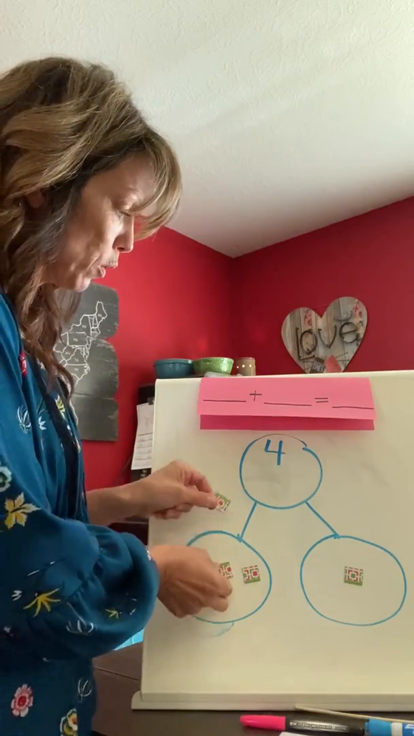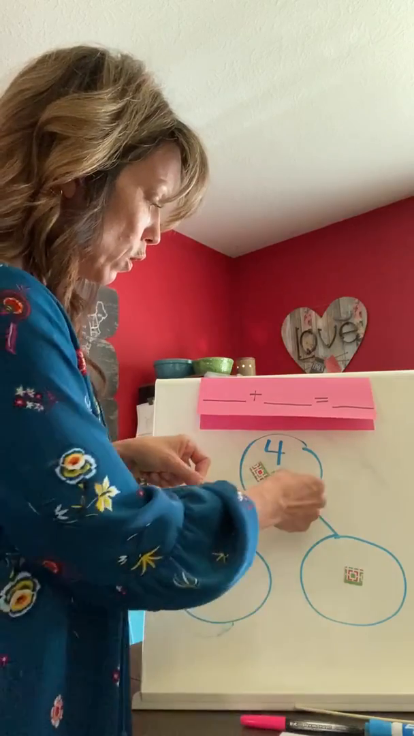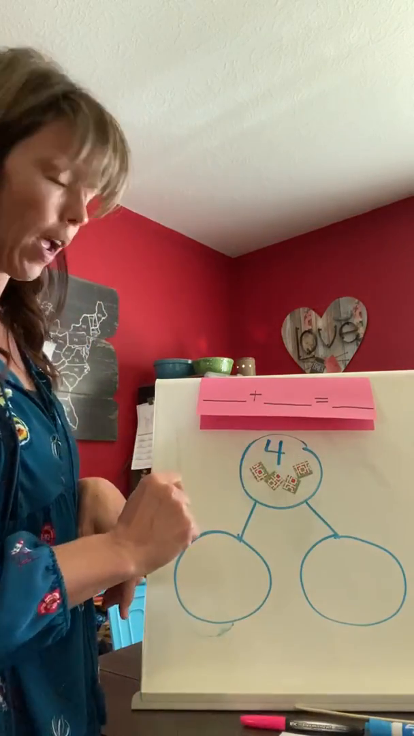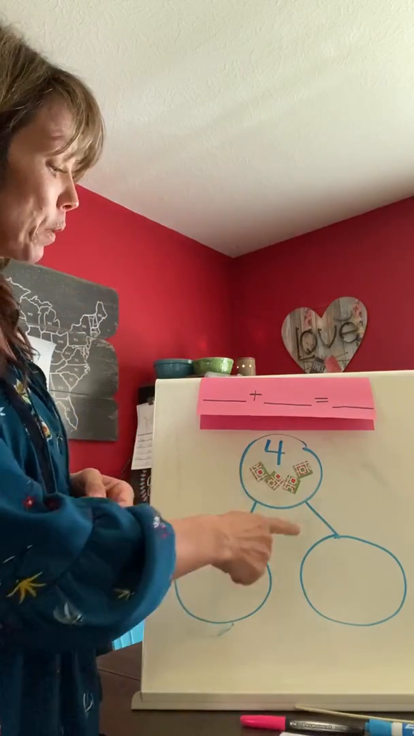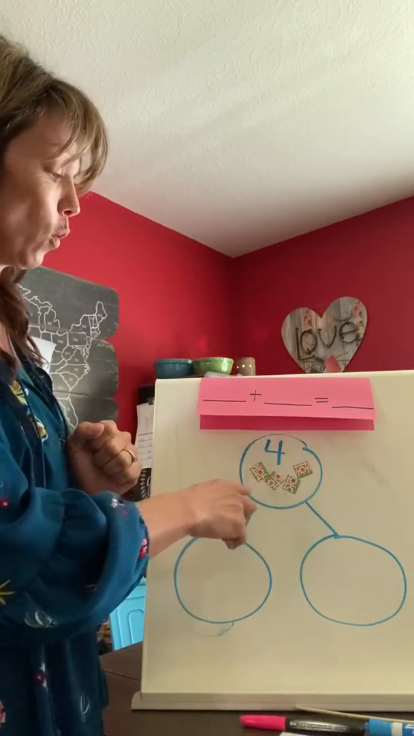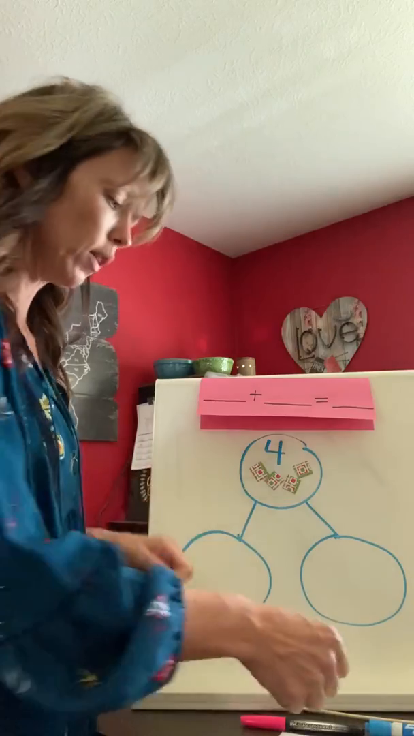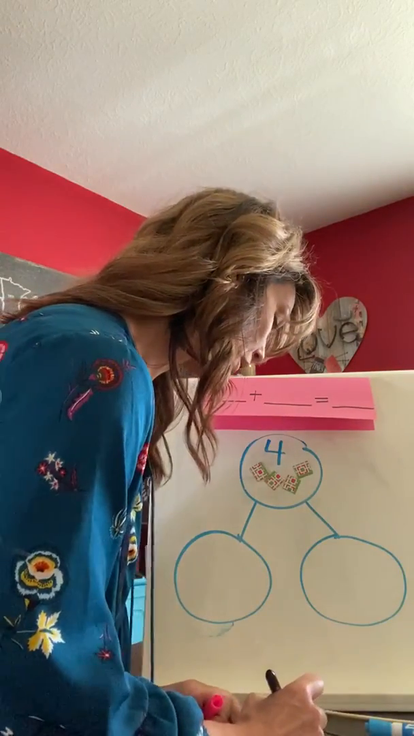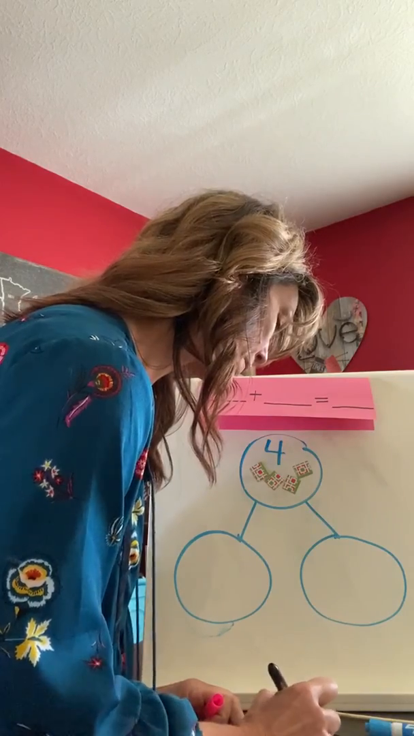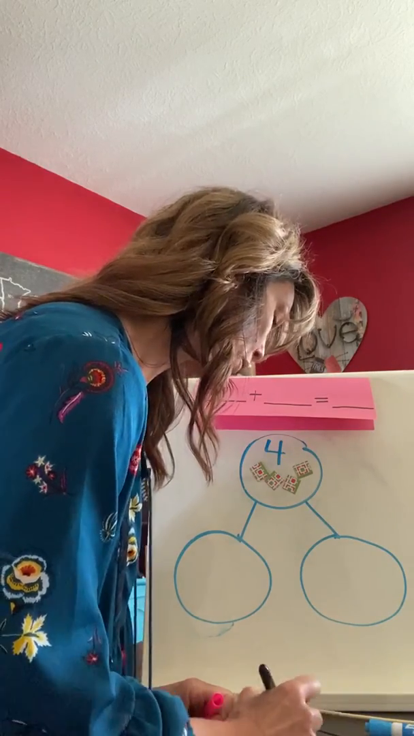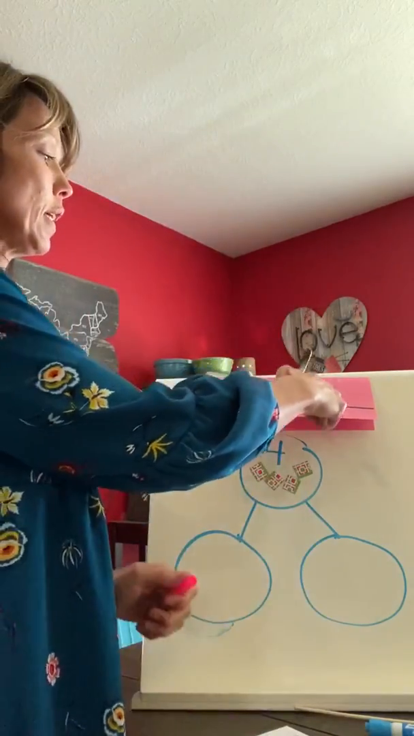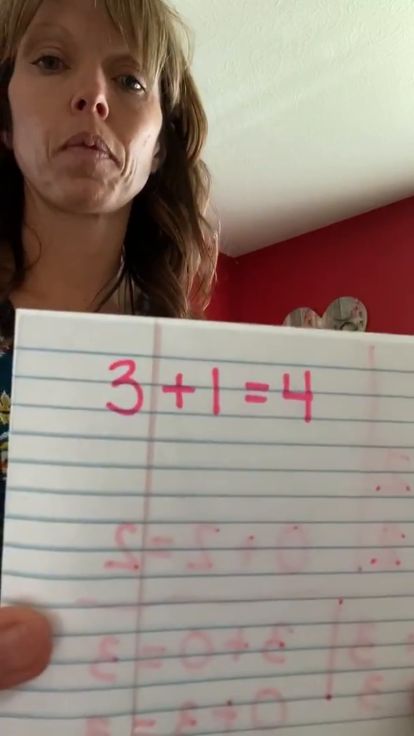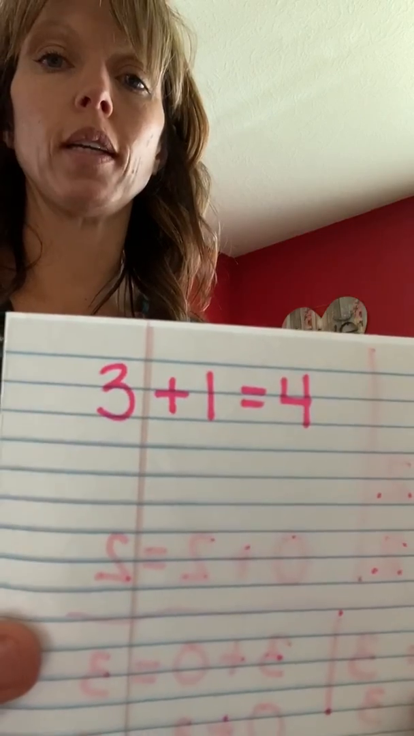So let's move them up. We put them all together in 1, and 3 plus 1 is 4. Okay, so let's go ahead and practice writing that number sentence. 3 plus 1 equals 4.